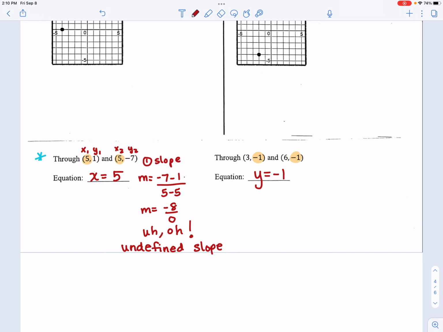In class, we're going to be looking at more examples together. We're going to go over some Delta Math problems together. And if you have any questions, please make sure you come prepared to ask them in class.